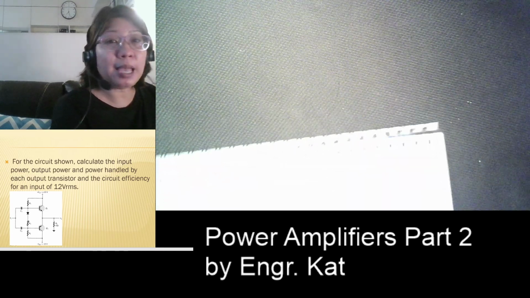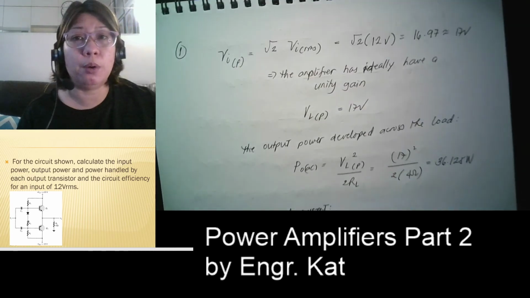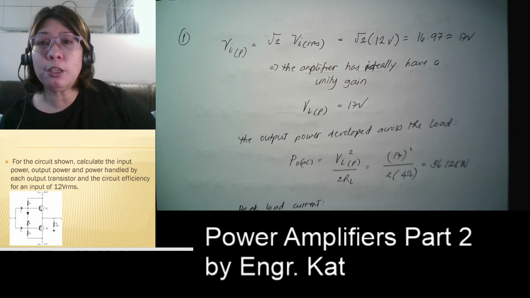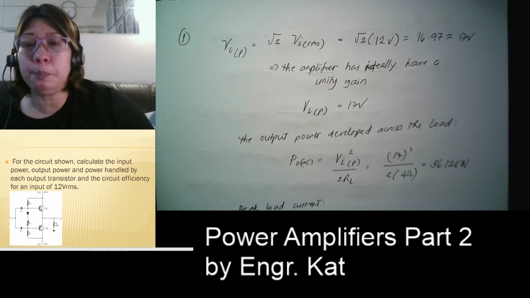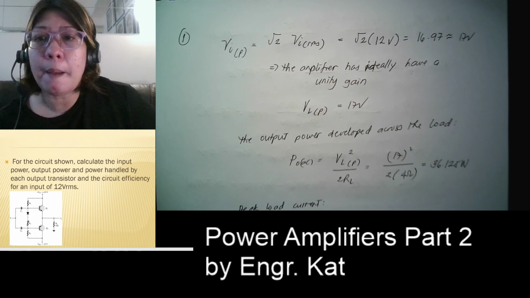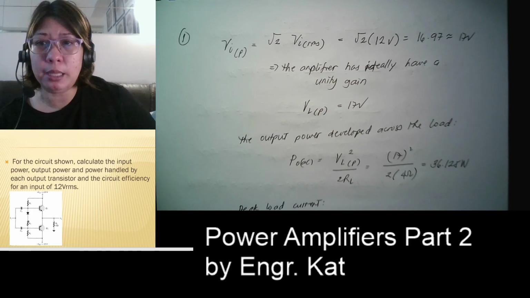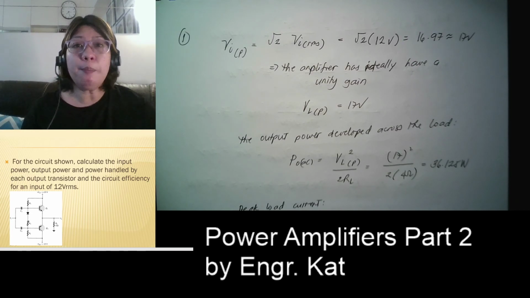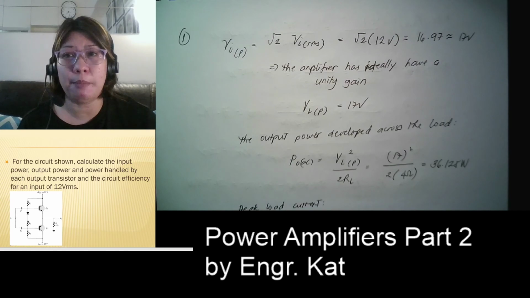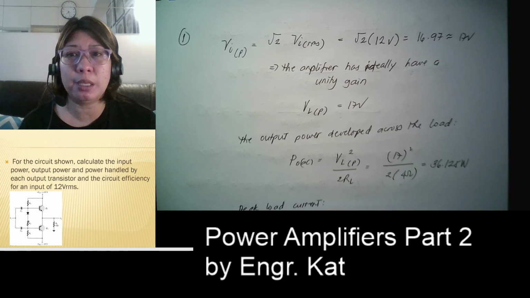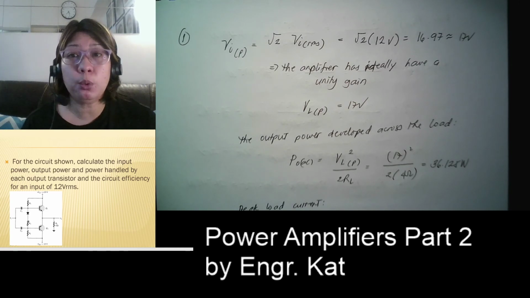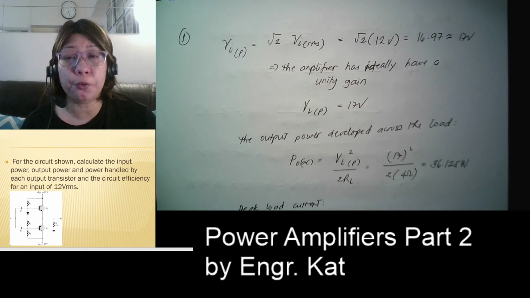Okay, so let us try solving the problem now. For the circuit shown, calculate the input power, output power, the power handled by each output transistor, and the circuit efficiency for an input of 12 VRMS. Remember that our input is RMS. What we have in our discussions are peak voltages. So what we do is we convert first your RMS voltage into peak voltage.